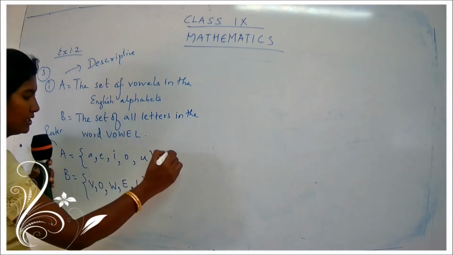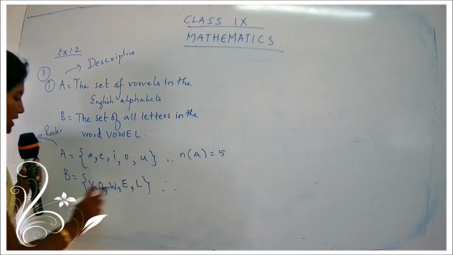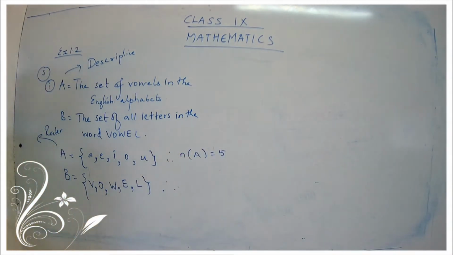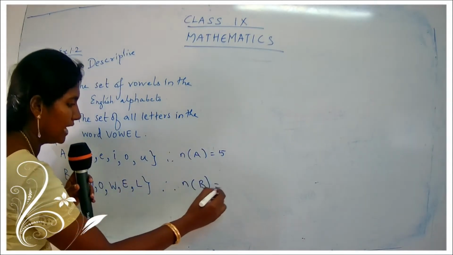So I just put here, therefore n of A is equal to 5. Okay. See here, how many letters are there? How many members are there? 1, 2, 3, 4, 5. Total 5 members are there. So put here, n of B is equal to 5.